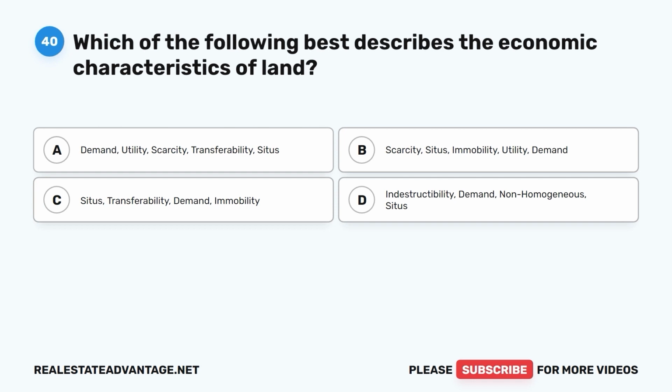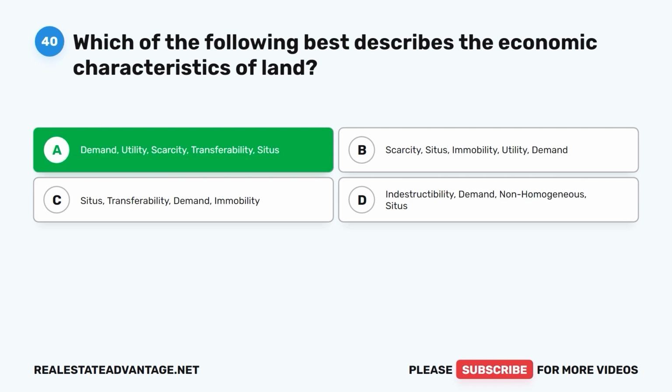Question 40. Which of the following best describes the economic characteristics of land? A. Demand, utility, scarcity, transferability, situs. B. Scarcity, situs, immobility, utility, demand. C. Situs, transferability, demand, immobility. D. Indestructibility, demand, non-homogeneous situs. The correct answer is A.